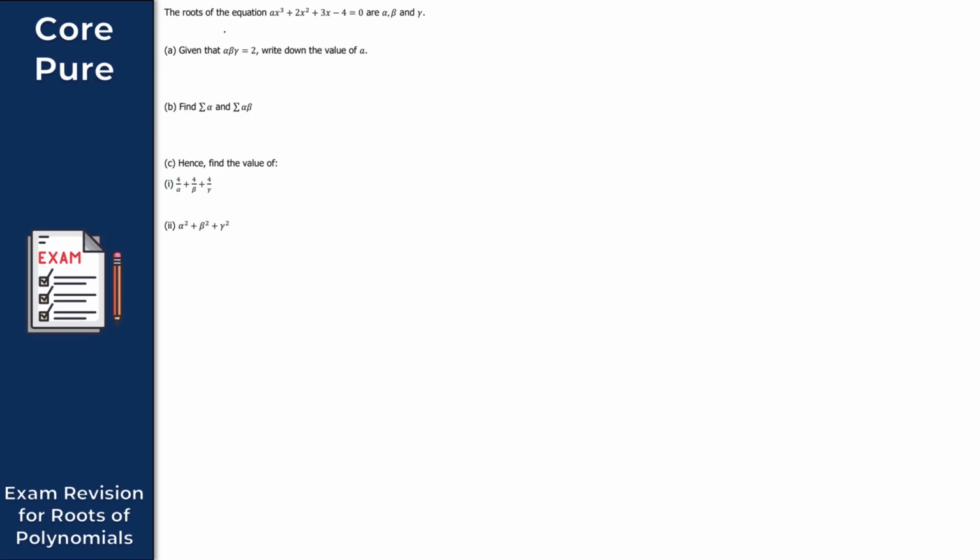As we can see for question 1, we're told that the roots of the following cubic equation are alpha, beta, and gamma. For part A, we're given that alpha beta gamma is equal to 2, and all we want to do is write down the value of a. You should be aware that alpha beta gamma is equal to minus d over a. But alpha beta gamma, as we're told in part A, is equal to 2.